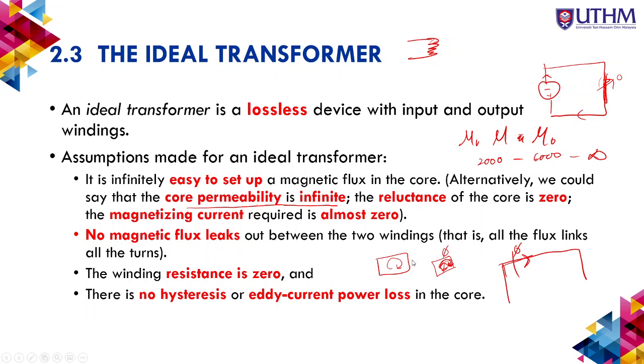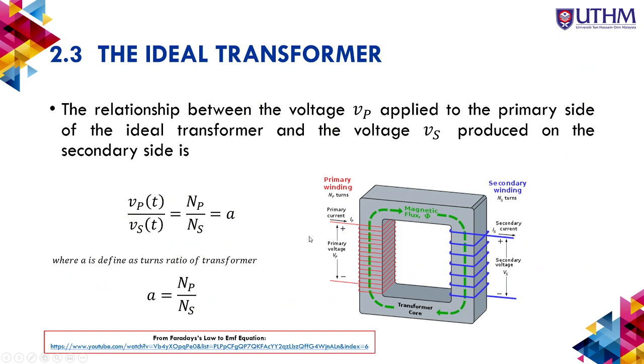Later on you can see the ideal transformer and the relationship between the voltage Vp applied to the primary side and the voltage on the secondary side. So this is the transformer, where this is the primary winding and this is the secondary winding.